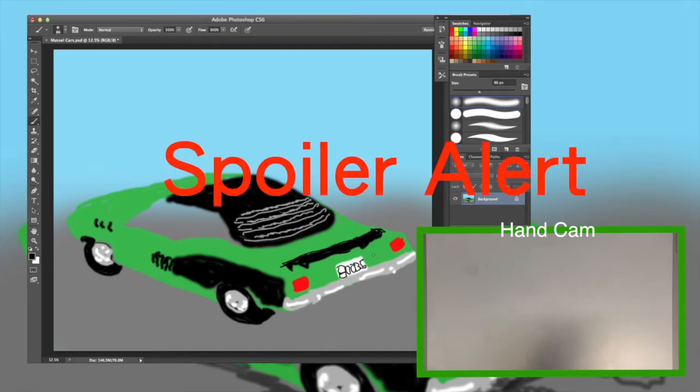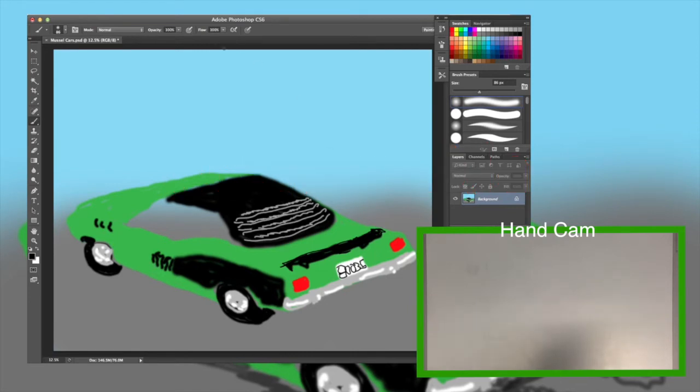Spoiled the spoiler. Hey, can you give me a lesson, the opacity? Yeah. Like 50? Yeah. So these are some tricks of the trade. People pay attention. Flow of 50, too. Flow of 50, opacity of 50. These are tricks of the trade.